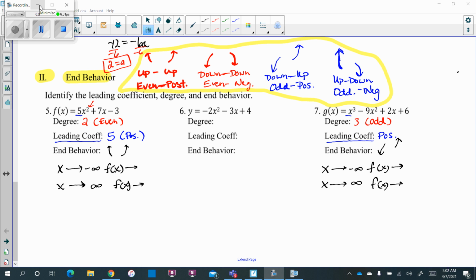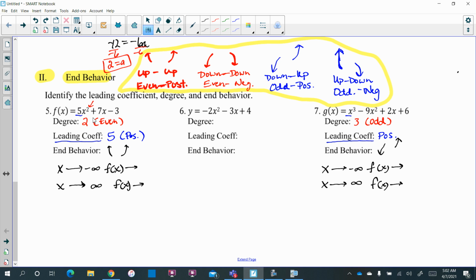All right, let's talk about this section 2, this part 2 here. Now, this is really focusing on the end behavior, and what I've highlighted in this little box are these 4 types which you need to have memorized. You need to know up, up, which is an even positive; down, down, even negative; down, up, odd positive; and then up, down, odd negative. So all you're doing is looking at the equation and then finishing the end behavior.